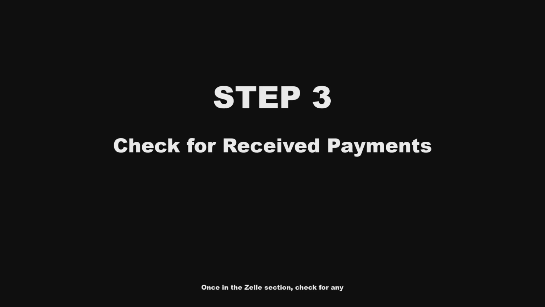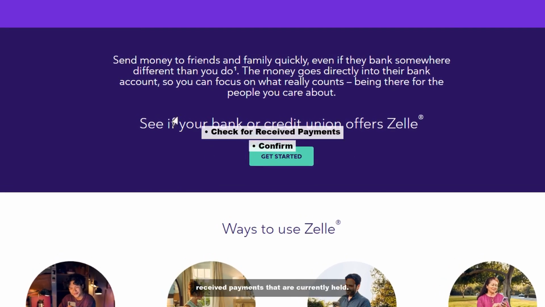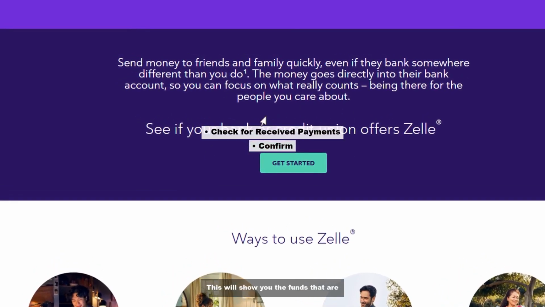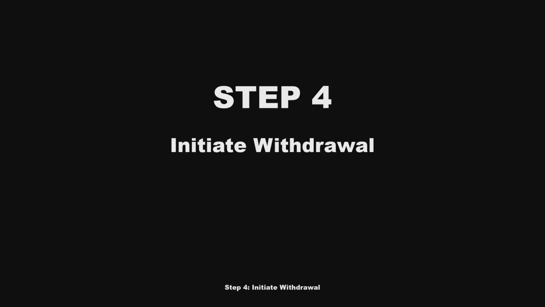Step 3. Check for received payments. Once in the Zelle section, check for any received payments that are currently held. This will show you the funds that are available for withdrawal.